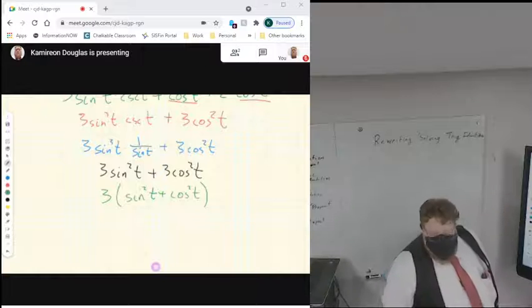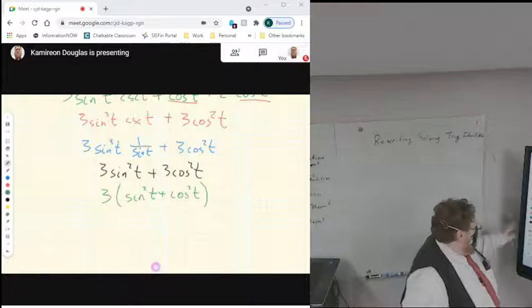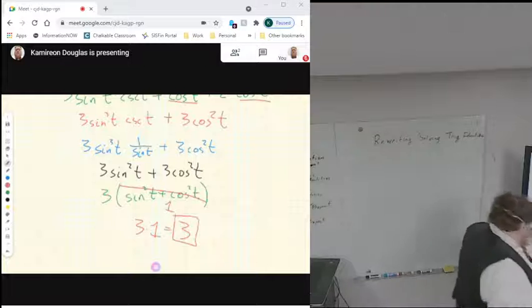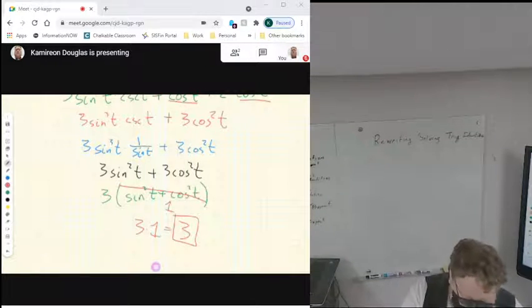And according to Pythagorean identities, sine squared plus cosine squared is always 1. So I get 3 times 1, which is 3. Oh, look at that. It's right there the whole time.